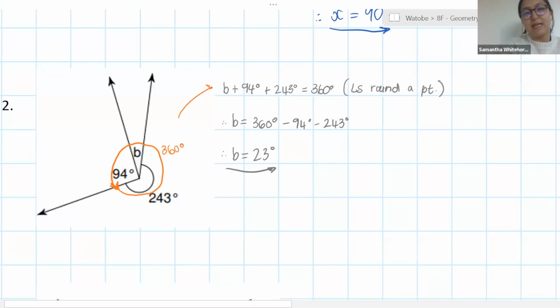So what I'm saying here is that if I add all of the angles, so the B plus 94 plus 243, I should get 360 because it forms that circle. And that is my reason why I'm using angles around a point and why I'm then adding them to then solve for B. So when I add all three of those, I have to get 360 degrees because they all come around one central point. If I add them together, I have to get that full revolution.